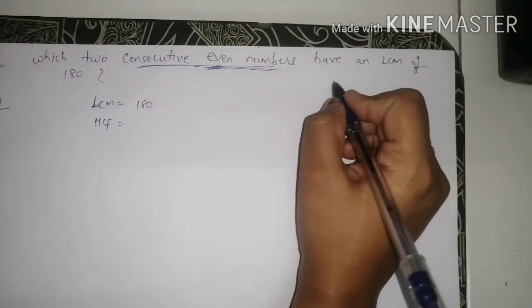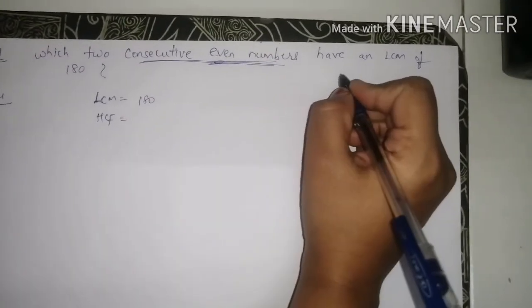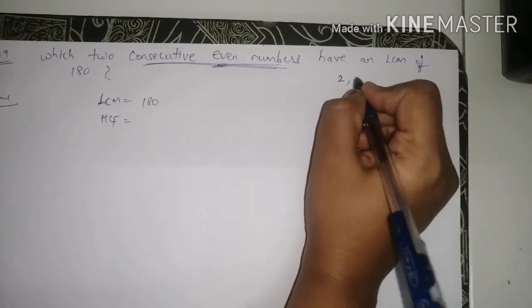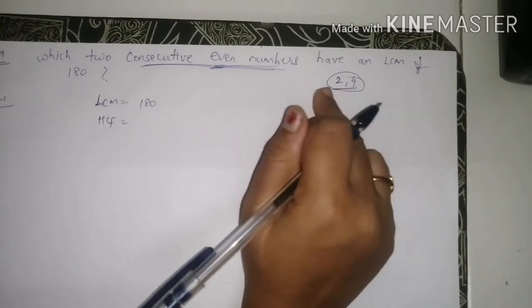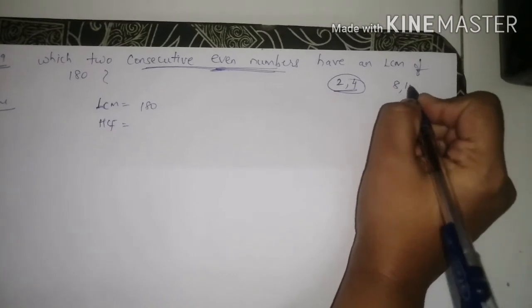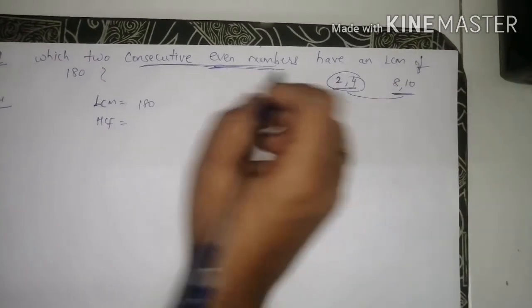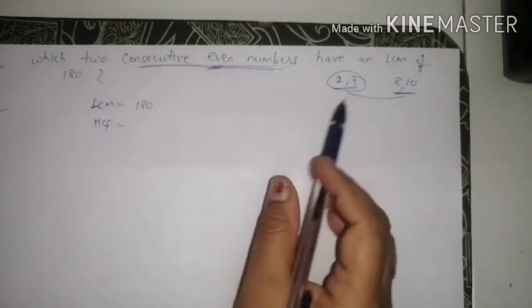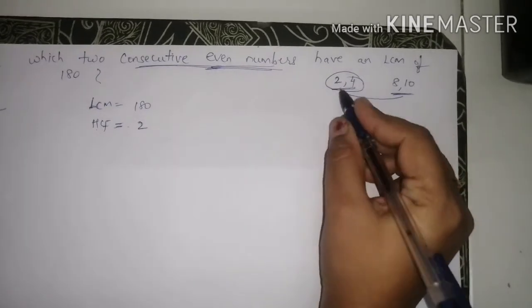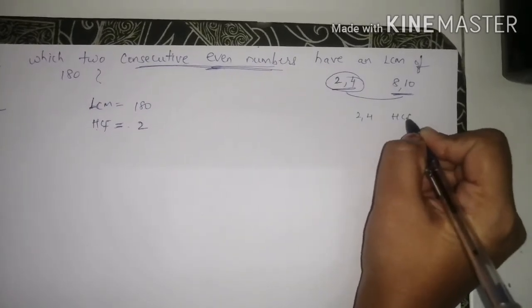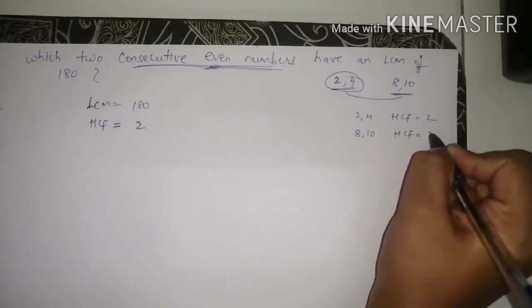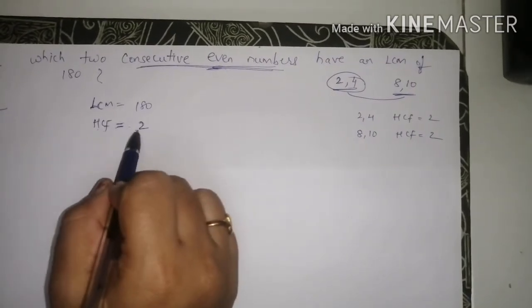Consecutive even numbers means one after the other. If I am taking 2, the next following even number for 2 is 4. So 2 and 4 are consecutive. If I am taking 8, the next even number following 8 is 10. So 8 and 10 are consecutive even numbers. So the HCF of such consecutive even numbers is always 2. Remember that. If I take 2 and 4, their HCF is 2. If I take 8 and 10, their HCF is also 2.